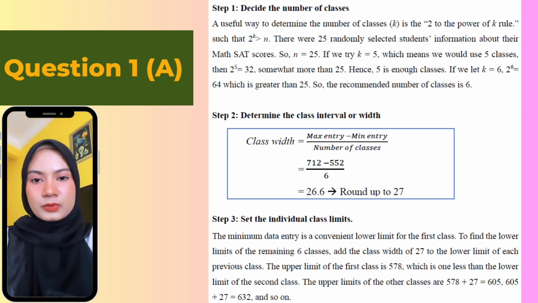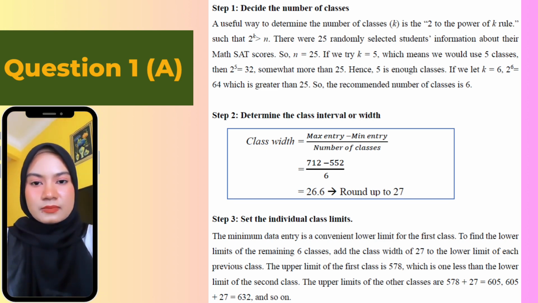Next, in step 2, determine the class interval or width. Use the formula of class width equal to maximum entry minus minimum entry, divided by the number of classes. So, in this table, 712 minus 552 divided by 6 equals 26.6, and the number should be rounded up to 27.